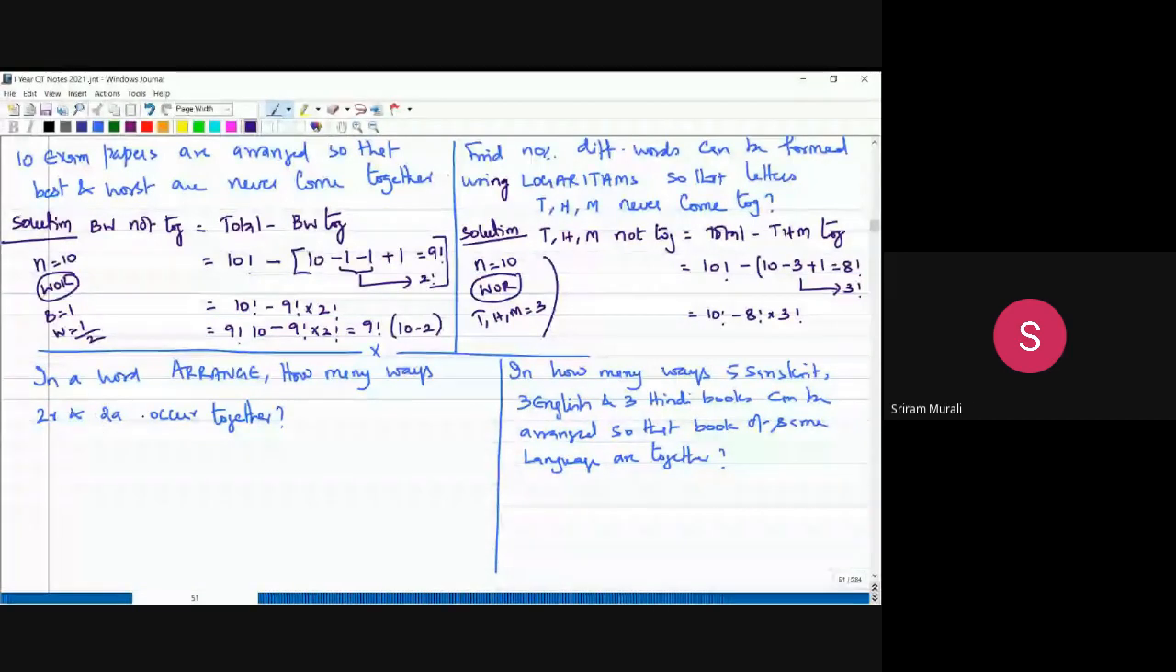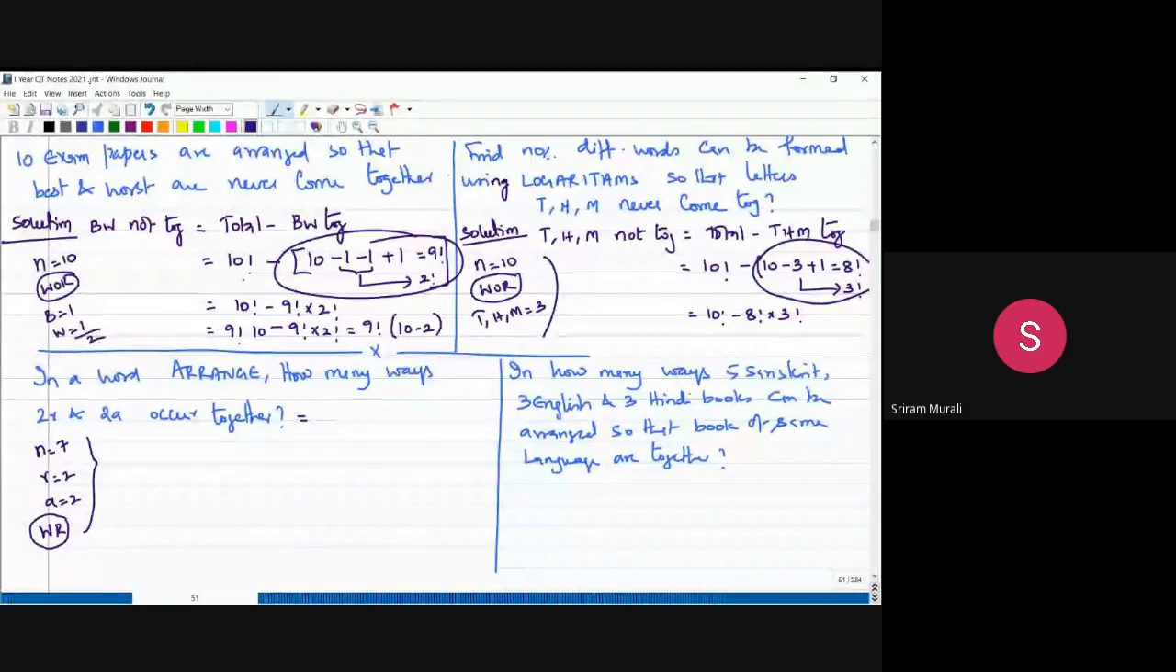If you take a word, arrange, n is equal to 7. How many R's are there? 2. How many A's are there? Again 2. Is it a word with repetition? Yes, it is a word with repetition. Now what I want to do is we want to make 2R, 2A occur together. We only want to work this part. This part we have to work. You don't want to take total minus.